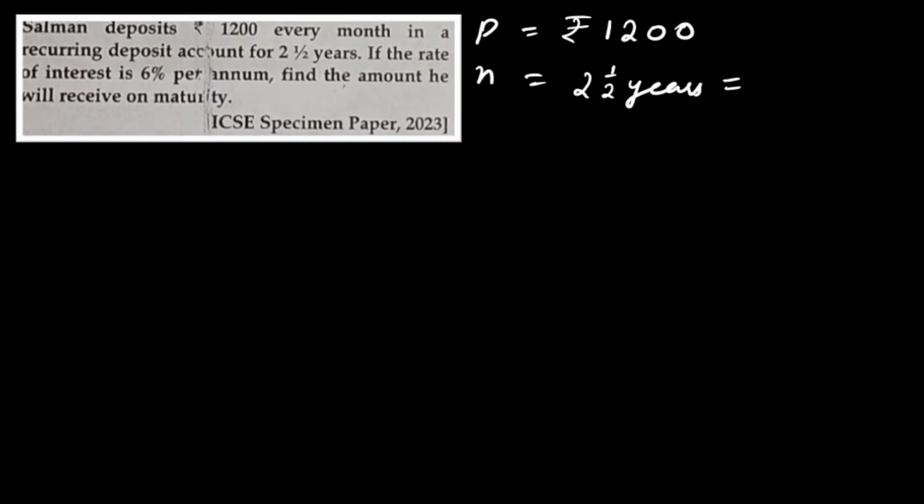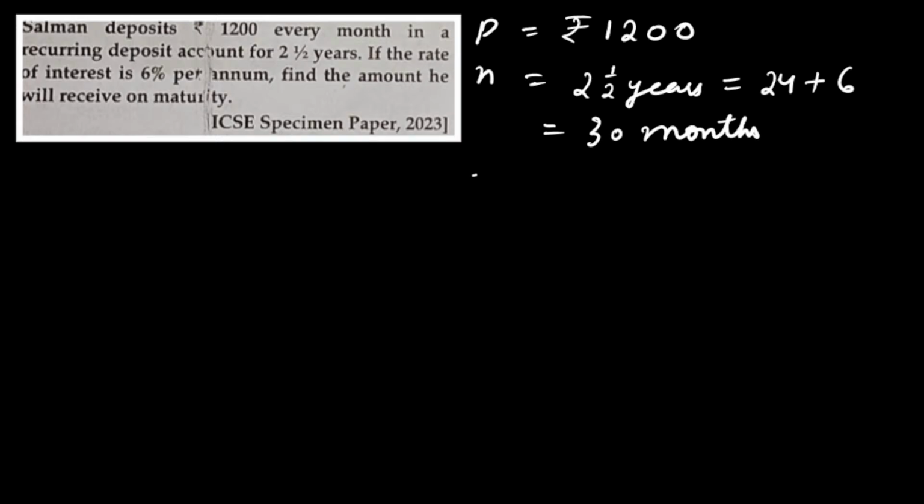2 years means 24 months. Half year means 6 months. So you can convert: 2 years means 24 months, half year means 6 months. So total 30 months.